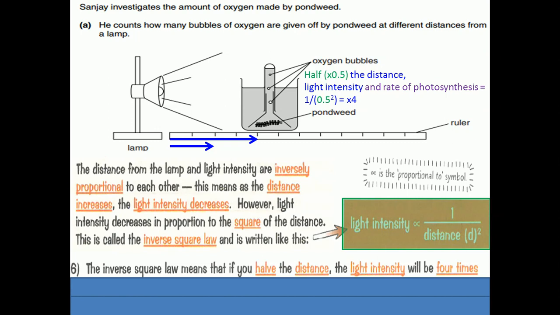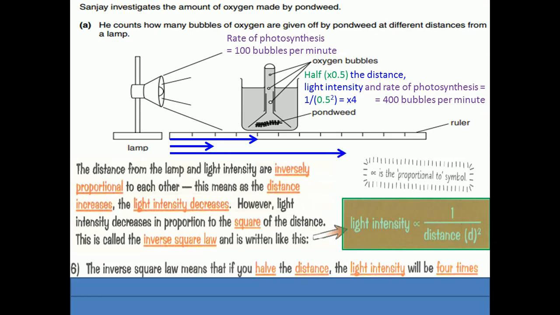And we know that light intensity and the rate of photosynthesis are directly proportional to each other. So if the light intensity increases by a factor of 4, the rate of photosynthesis must also increase by a factor of 4. So if the rate of photosynthesis was 100 bubbles per minute, it will now be 400 bubbles per minute when you half the distance.